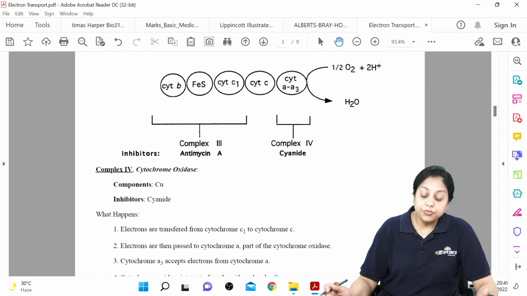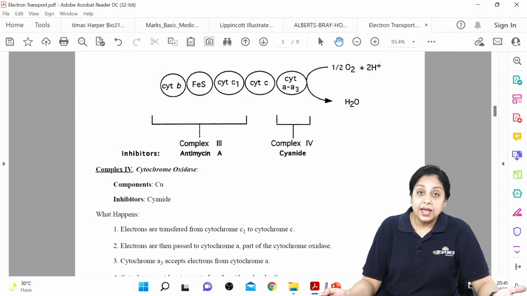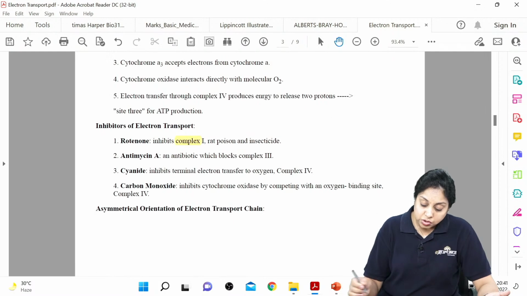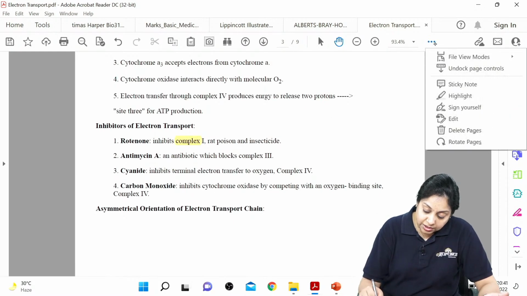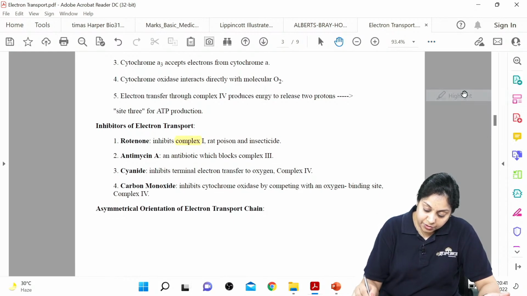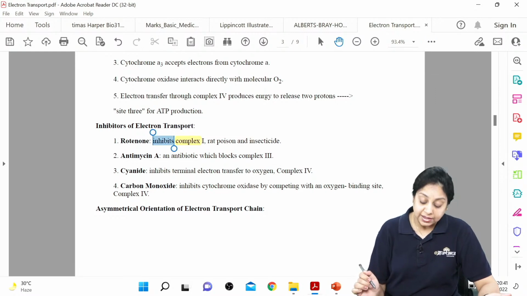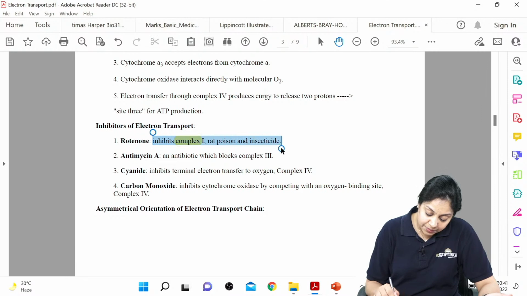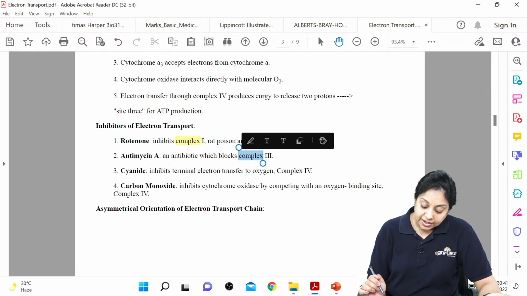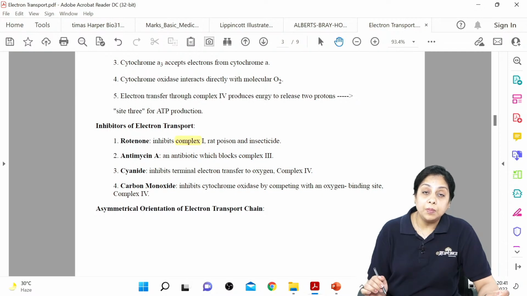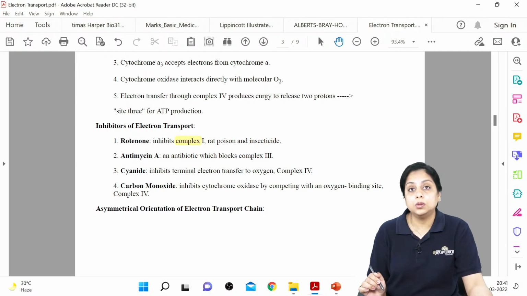Complex 3 and 4 inhibitors are antimycin A and cyanide, and I have given you this in the class also. Rotenone inhibits what? If you can remember, rotenone inhibits complex 1; it is a fish poison and an insecticide, right? Antimycin blocks complex 3. Cyanide inhibits the terminal electron transfer. Where is terminal electron transfer? In complex 4. They may ask you in this way also.